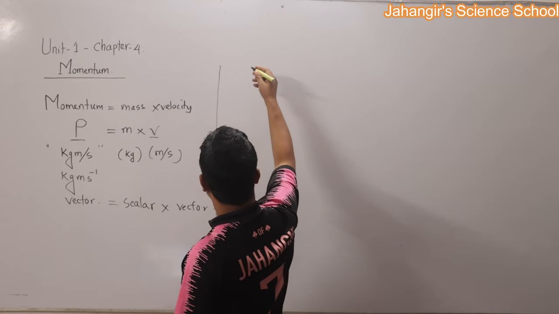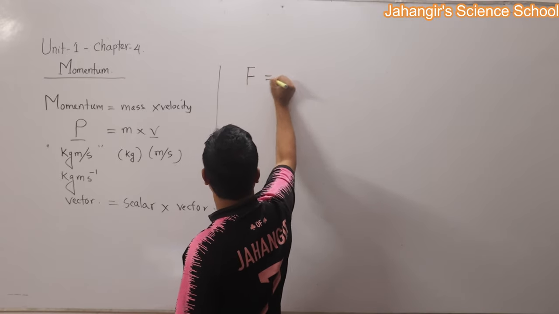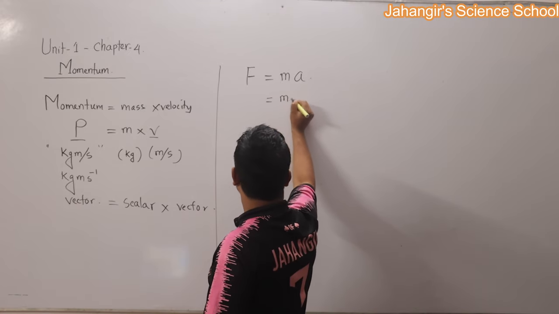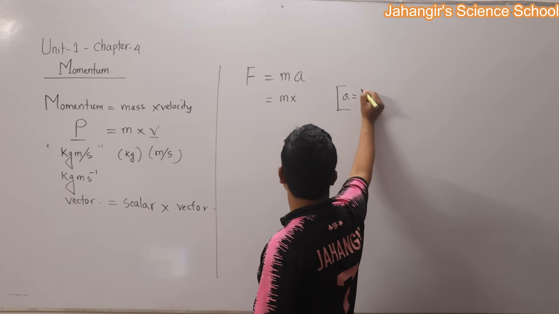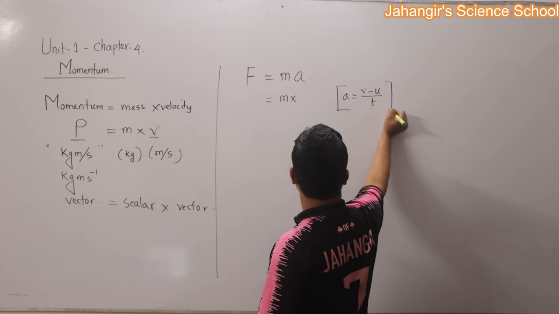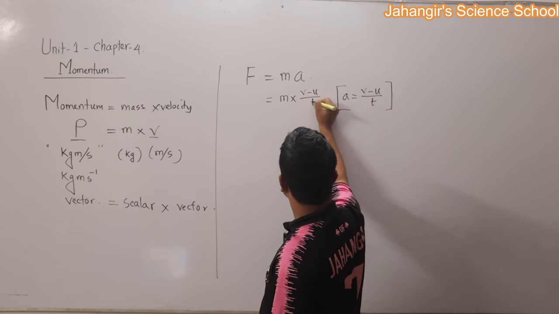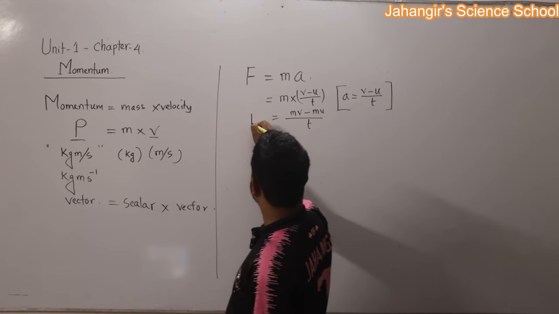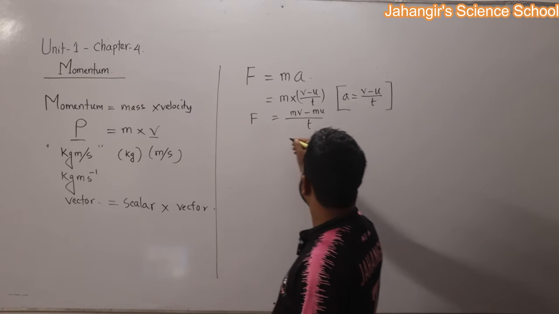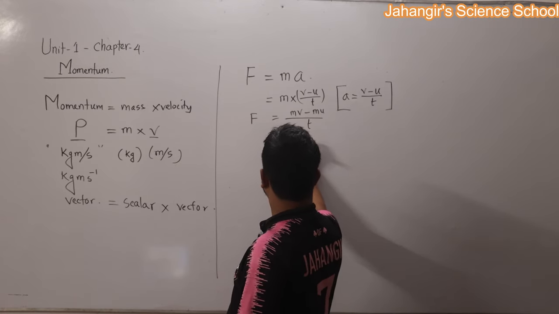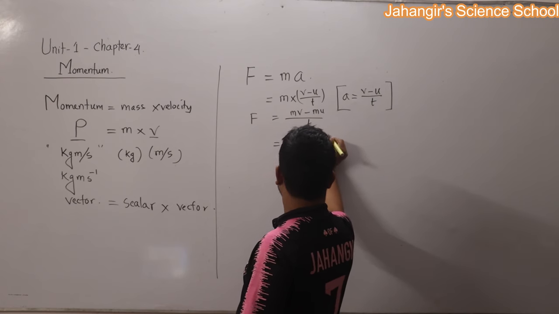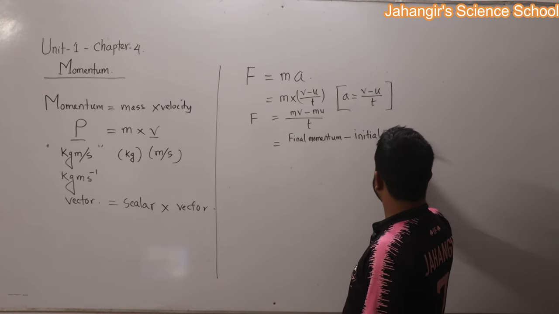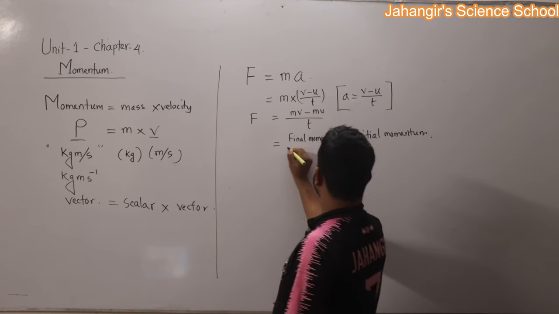momentum is related with force. We know F equals ma, force equals mass into acceleration. We know acceleration a equals final velocity minus initial velocity divided by time, so (v minus u) by t. So we can write mv minus mu divided by t. So force F equals (mv minus mu) by t. So mv is the final momentum, and mu is the initial momentum, and t is the time taken.